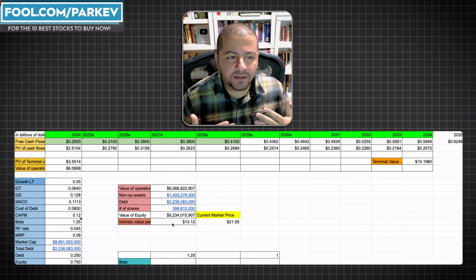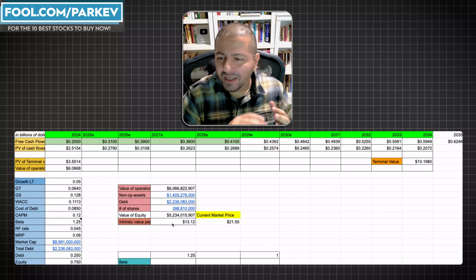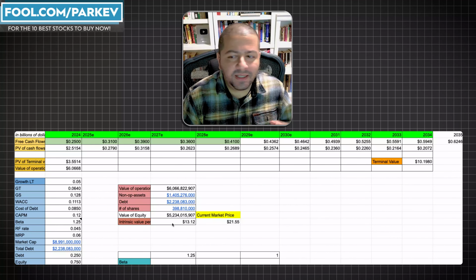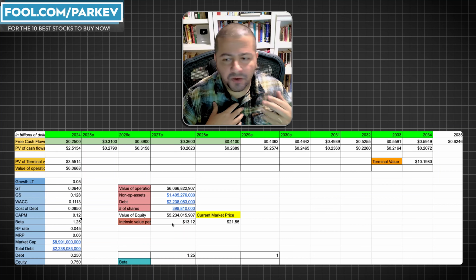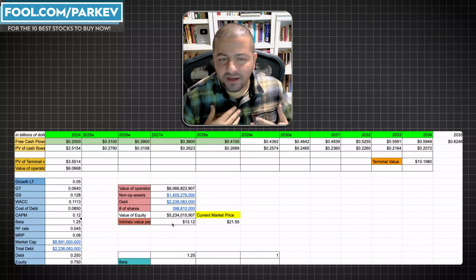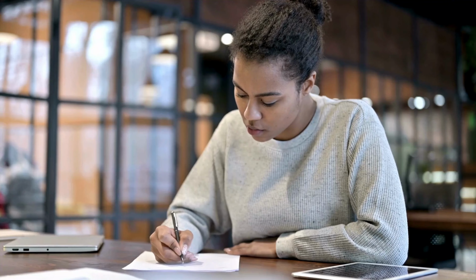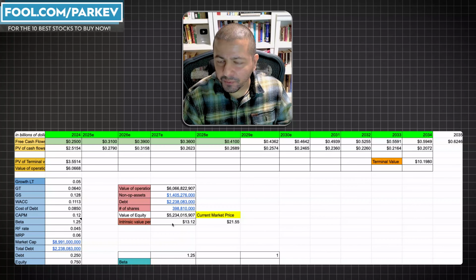The market could disagree with all of my calculations and the market price could continue going up, right? It doesn't mean that the market price is going to go to my intrinsic value per share. What this value is, is my estimate of what these shares are worth. And in other words, if I wanted to buy Unity Software stock, I would look at this price and I would want to pay this price for Unity Software stock.